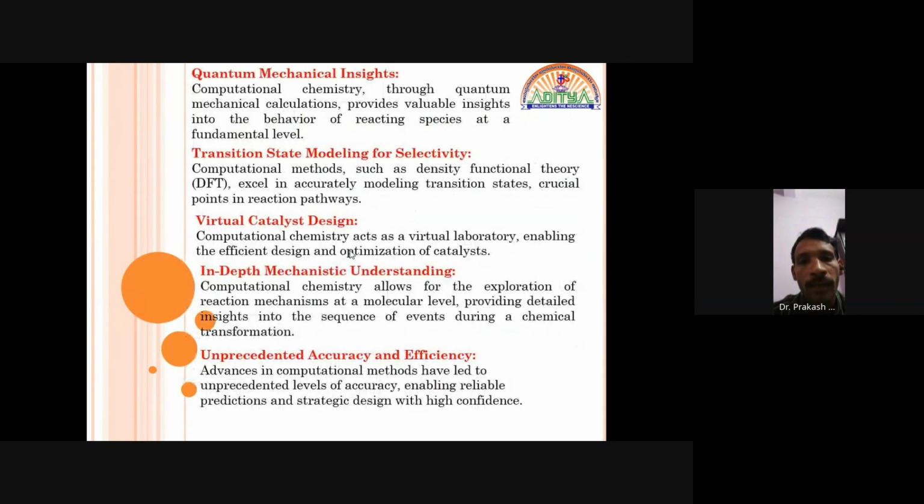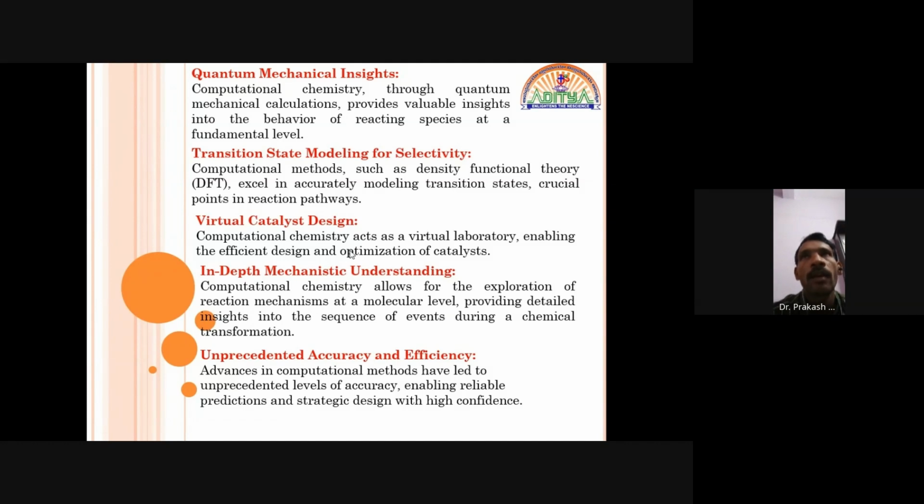Here, quantum mechanical and transition state models and virtual catalysts in the depth of mechanics undergo unprecedented accuracy and efficiency. These we already discussed here: different types of molecular docking, different types of reactions, virtual catalysts, drug designing, and transition state modeling for selectivity.